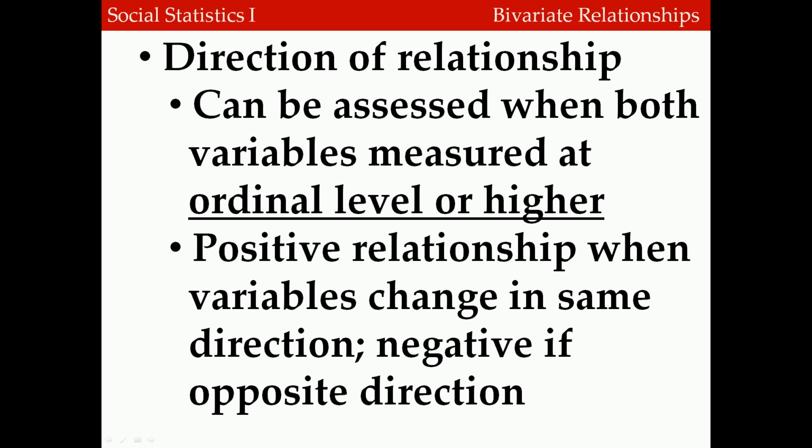There's basically two kinds of relationships that we could find in terms of direction. First, we could have a positive relationship, and that means that the variables kind of change together. High values of one variable are going with high values of the other, and vice versa. Alternatively, there may be a negative relationship, which means that as we increase the values of one variable, the values of the other variable actually decrease.